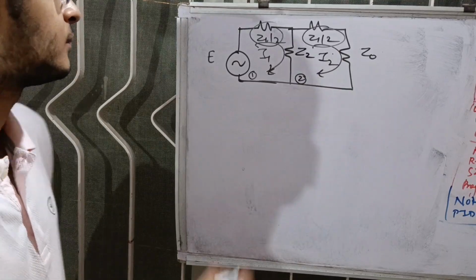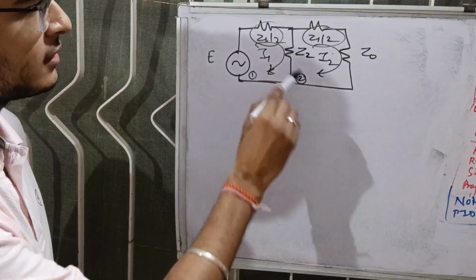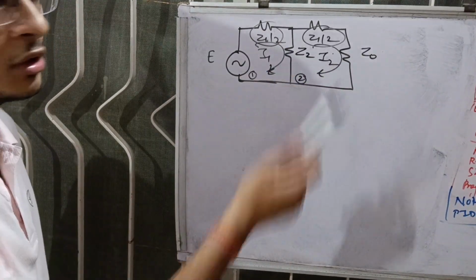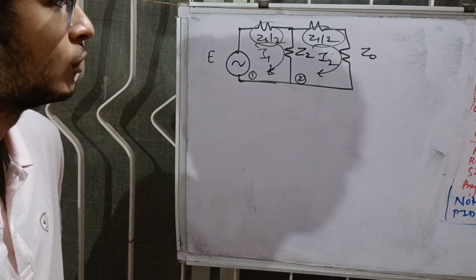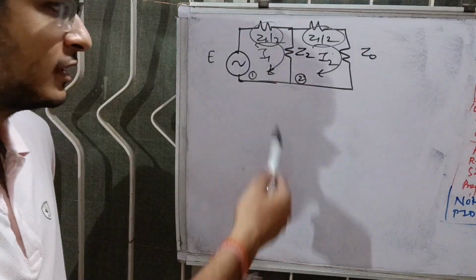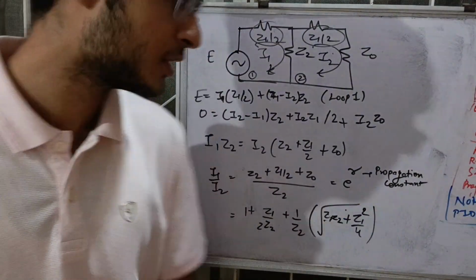Now we just basically take these two loops. The current flows like this and this. We are assuming these directions of current, and then we solve them by applying Kirchhoff's loop law, the voltage law, and then we write the equations and simplify them. So I've just written a few equations right now.